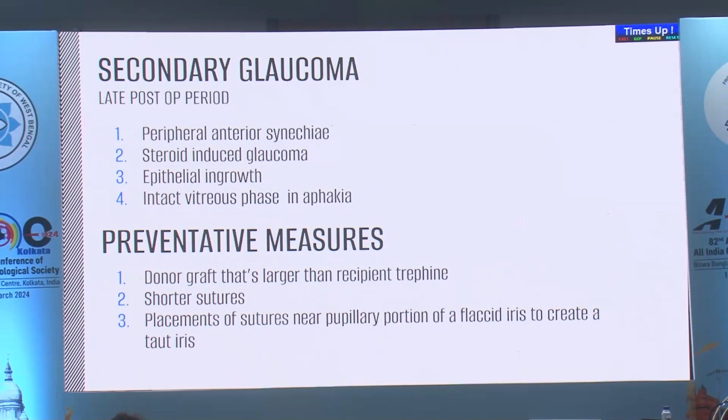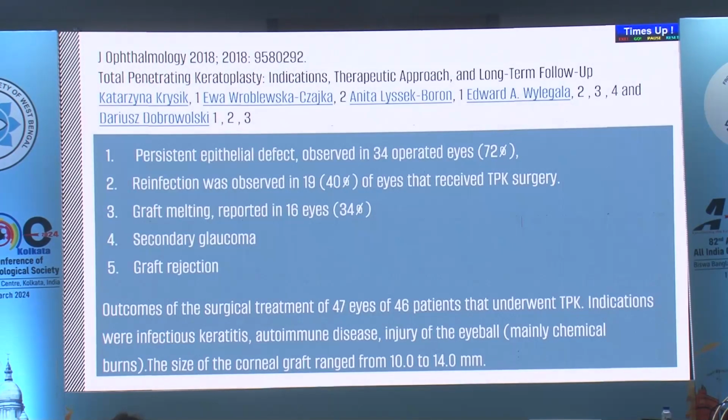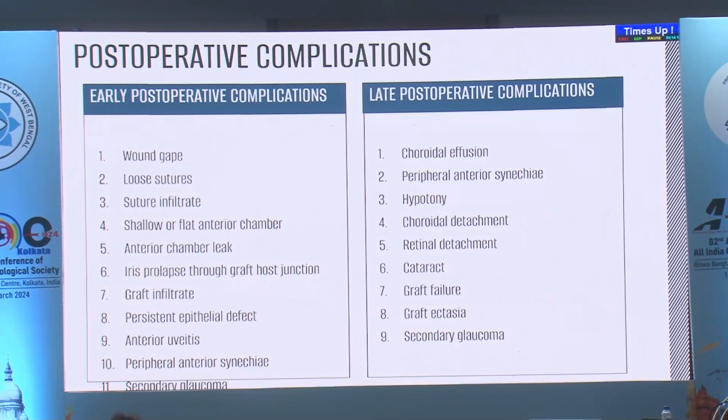In those cases, secondary surgical intervention has to be taken, the TSCPC or trabeculectomy or a glaucoma implant, after discussing with your glaucoma surgeon. So if the graft size has been more than 10 mm, there are more chances of persistent epithelial defect, reinfection, and graft melt. So in the early post-operative period, it's important to look for loose sutures, suture infiltrate if there is any. If there is a suture infiltrate, then we have to remove the suture.